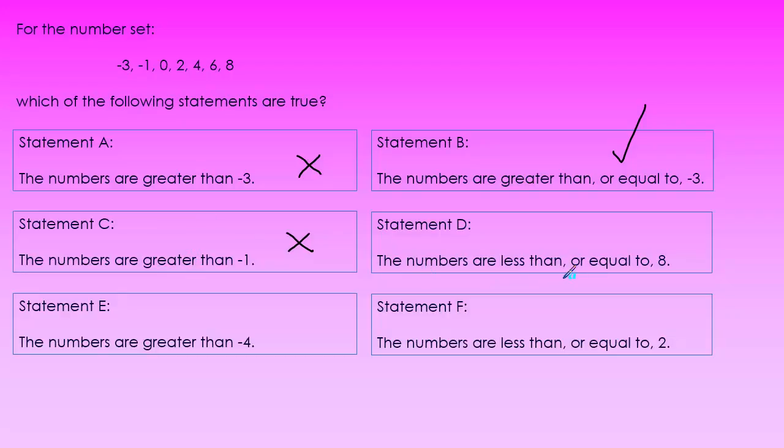The numbers are less than or equal to 8. That's true. We have a number equal to 8, and every other number is less than that. The numbers are greater than negative 4. That's absolutely true. All of the numbers here are greater than negative 4. The numbers are less than or equal to 2. That's not true, because we have some numbers which are more than 2.